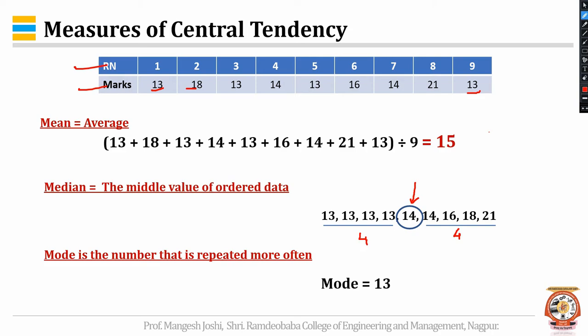Now next is the mode. The mode is the number that is repeated most often. If you observe, the number 13 in the complete data set is repeated 4 times. So that's why the mode of this data set is 13. So these are the measures of central tendency.